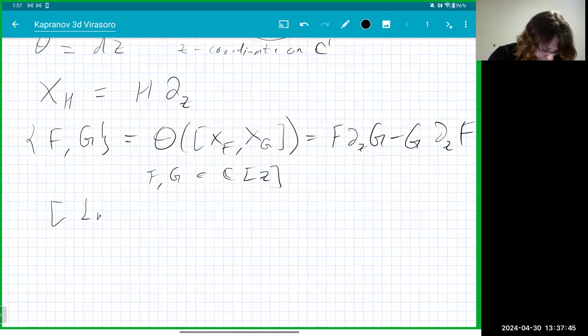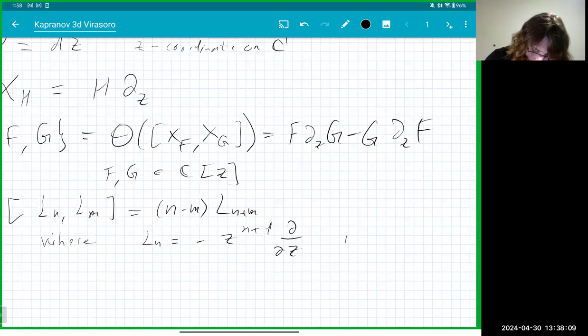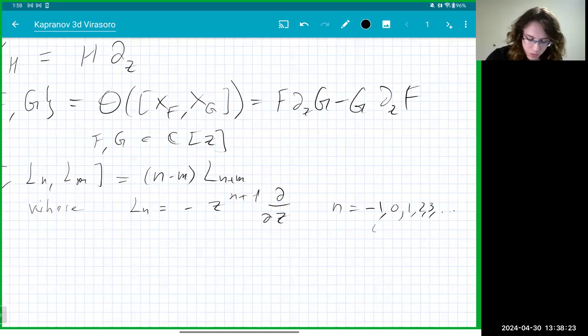So essentially what we reproduced is these commutation relations, where L_n is just minus z^(n+1) d over dz, and n takes values from minus 1 to infinity. So it's like the positive part of the Virasoro algebra. However, it includes the whole SL2, so it's slightly more than the positive part, which we expect because we took the whole plane, right?